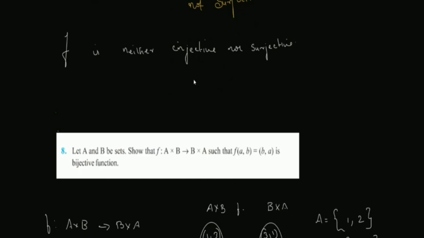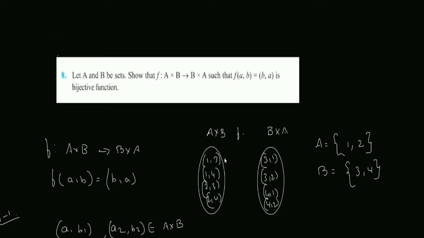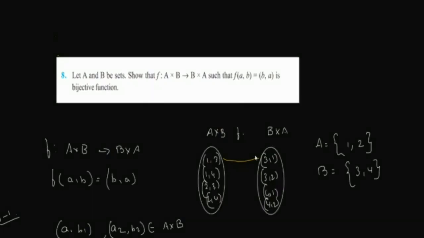f is a function from A cross B to B cross A. f of (a, b) is (b, a). So let us take the set A as {1, 2} and B as {3, 4} just for example. So A cross B is (1,3), (1,4), (2,3), (2,4). B cross A will be (3,1), (3,2), (4,1), (4,2). This is just an example we have taken.